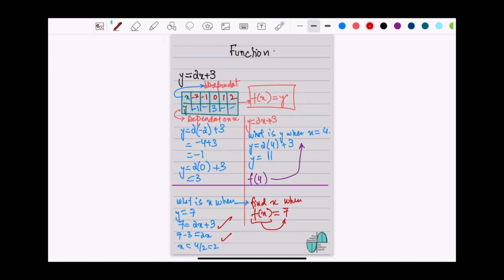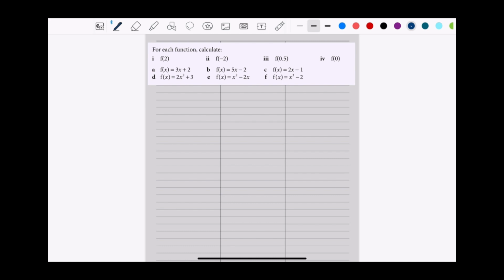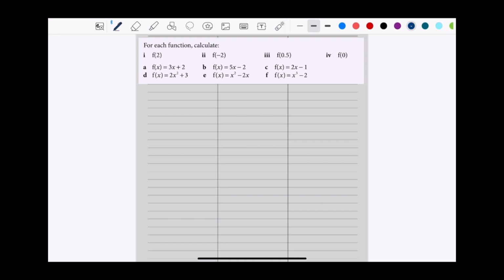So this is pretty much the basics that you need to know before starting off. So let's see some of the questions here. I'll solve a few questions. So if I solve D, let's say, f of x equals 2x squared plus 3. And I need to find out f of 2, f of minus 2, and f of 0.5.